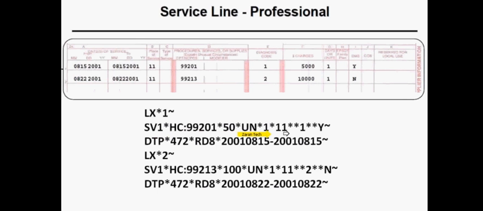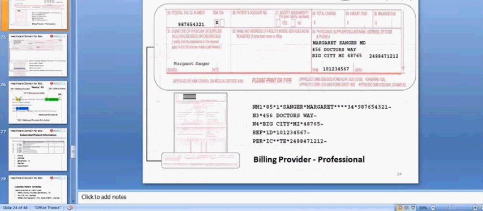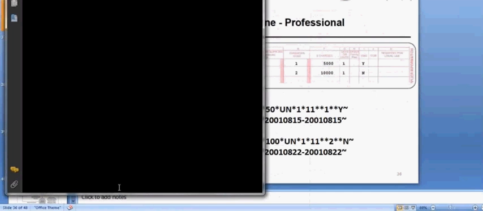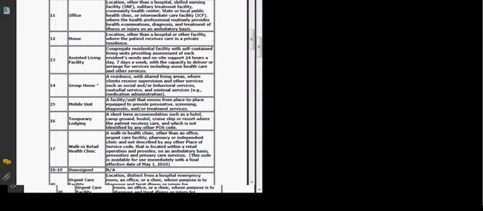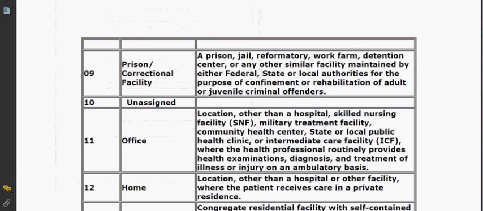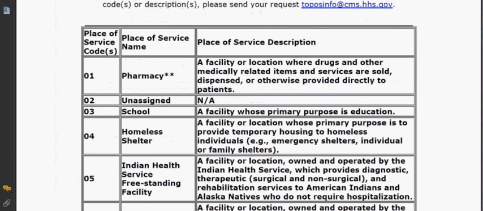And what is this 11 here? It's a place of service. Let me show you an example of place of service. This document will tell you the different places of service. It's a 2-digit code, basically, with the name of the service. For example, 01 is a pharmacy. 03 is used if you fell ill at a school. And if a patient has fallen ill in a homeless shelter, 04 is used.